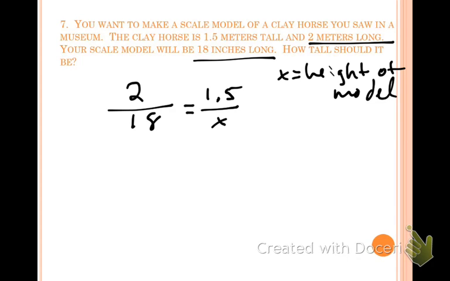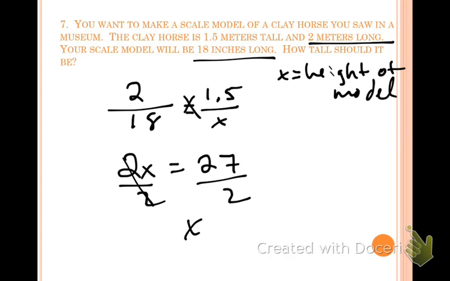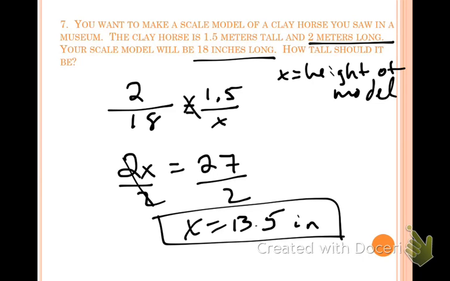Okay? Now to find out how tall your model needs to be, we're just going to cross multiply. 2x equals 1.5 times 18, which is 27, divided by 2. So x is 13.5. Now the height of the model suggests that we need to include units here. This is going to be 13.5 inches. So you need to make sure that your model is 13.5 inches tall. All right?